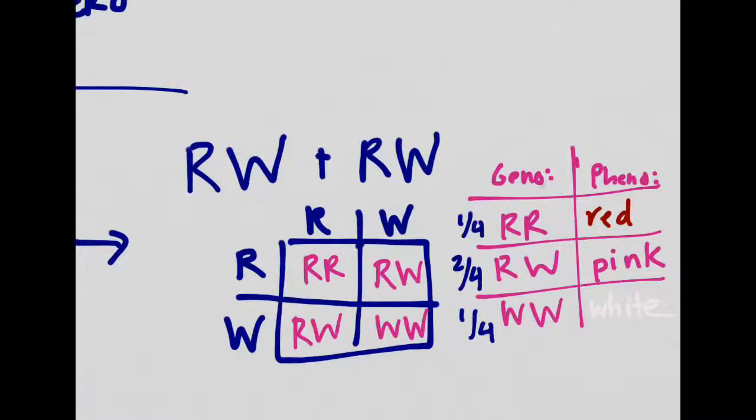So when you're talking about what it's able to produce, you can talk about it in a fraction, or you can talk about it in percent, and you could say 50% of the offspring will be pink, 25% will be red, 25% will be white.